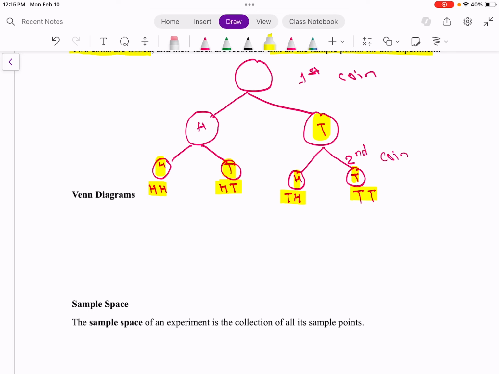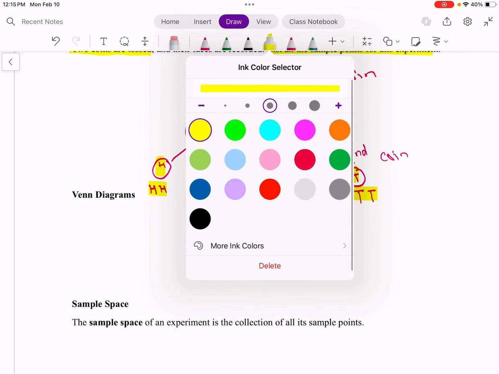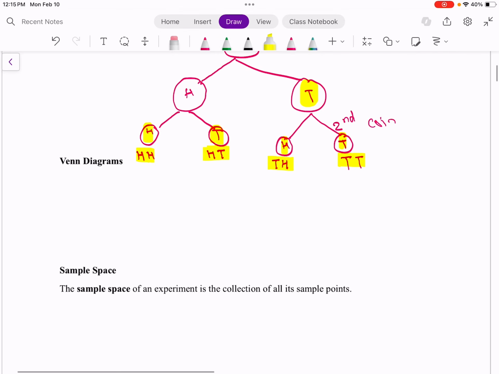Now before Venn diagram, let me do the sample space. Sample space is the collection of its sample points. So we have an experiment. When we do an experiment, we have the outcomes. We have the basic outcomes we call sample points. And when you collect all those sample points, that collection is a sample space.